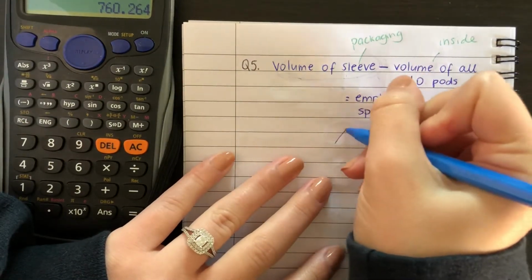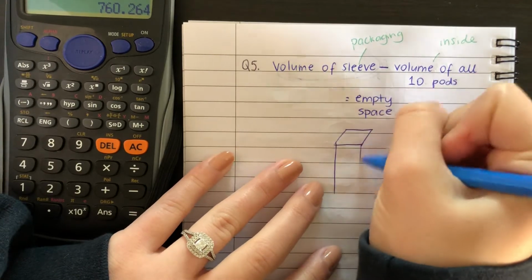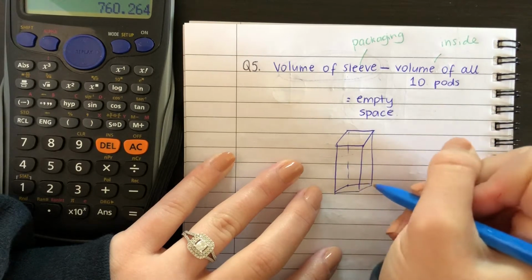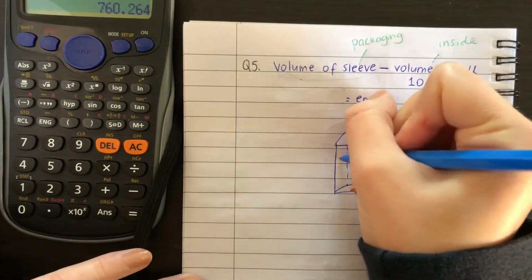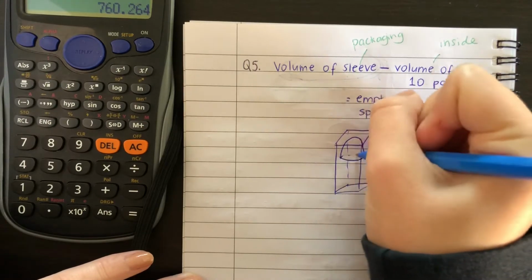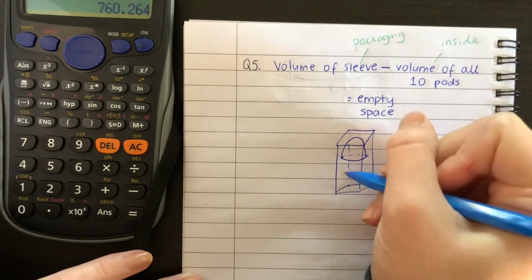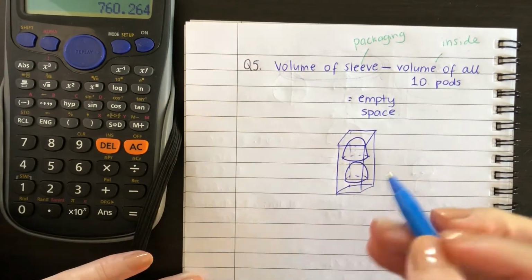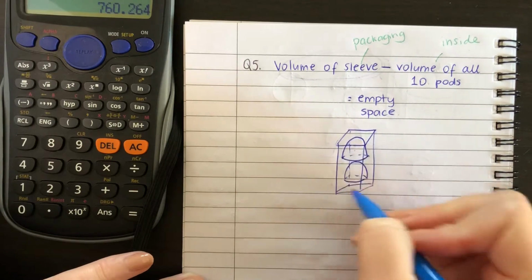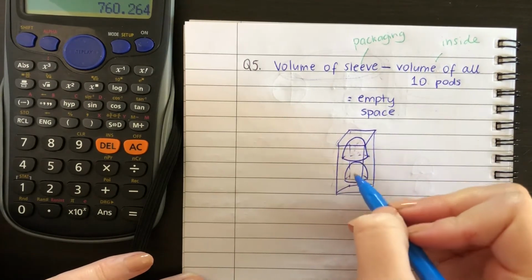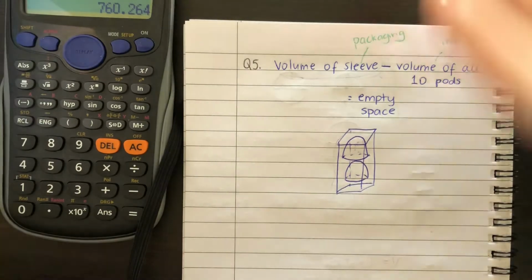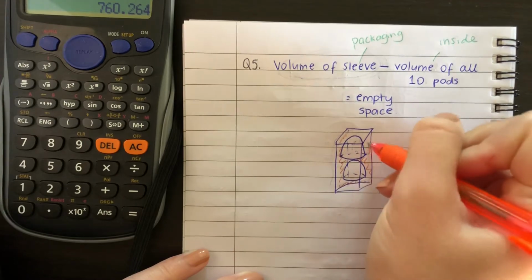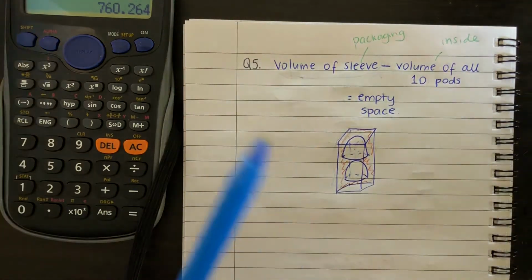So if I just attempt to draw the beginning of a rectangular prism, I obviously won't draw all of it, but if we have the pods in here like this, where we have 10 pods lined up like this in the packet, 10 like this all the way down, you find the volume of the whole entire packaging, minus what's inside, and you'll be left with the gaps on the inside of the box, inside of the packaging. Okay, that's what we're trying to figure out.